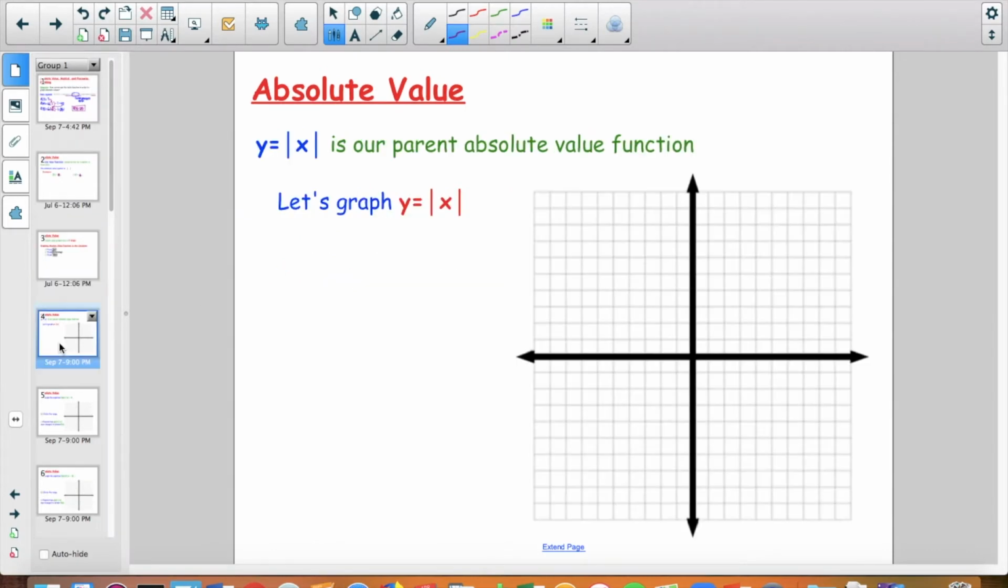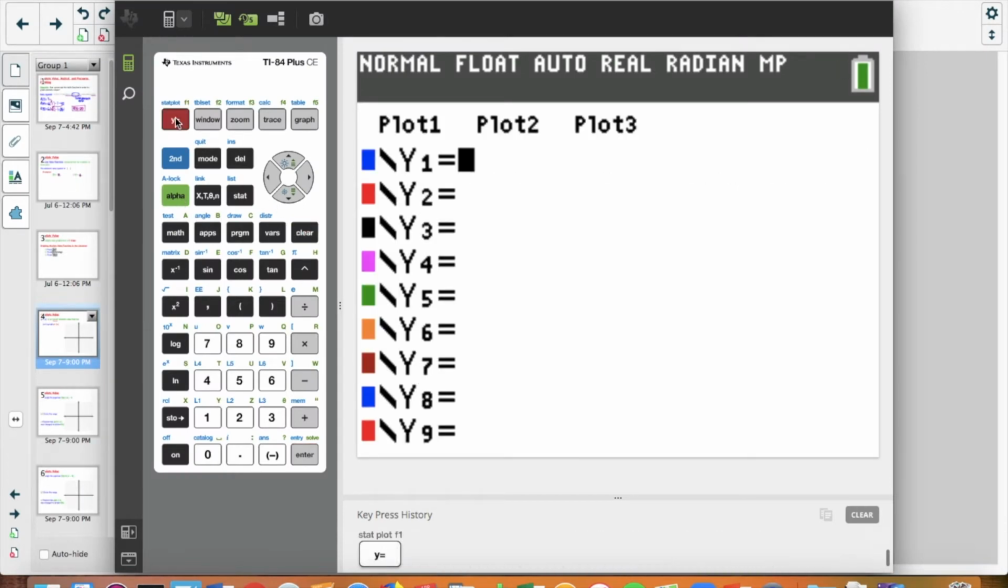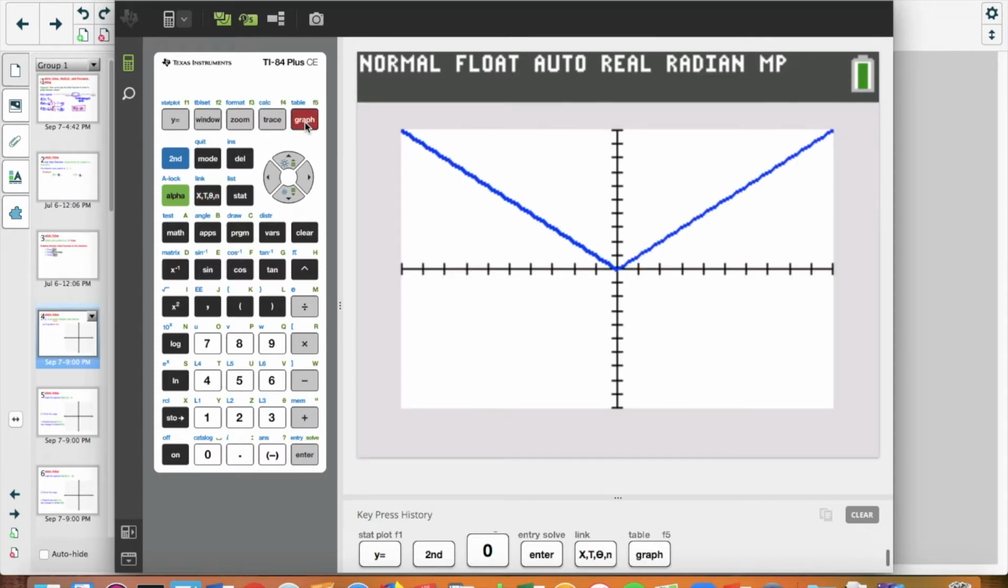So let's get to graphing. So y equals the absolute value of x. This is called our parent function. That means that nothing is done to this absolute value of x. So we're going to graph it. To graph it, we're going to use our calculator. We're going to go to y equals, and we're going to type in the absolute value of x. So second, 0, absolute value, and x. So first things first, this is what the graph looks like.